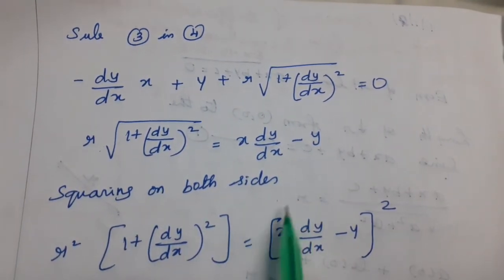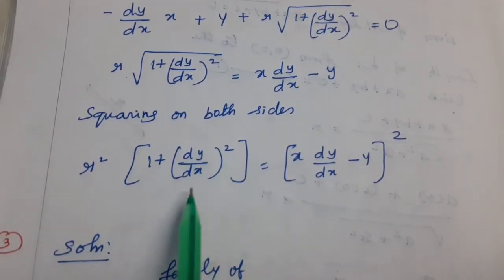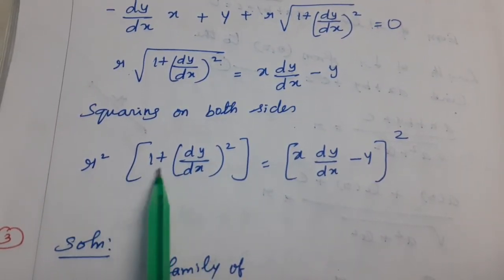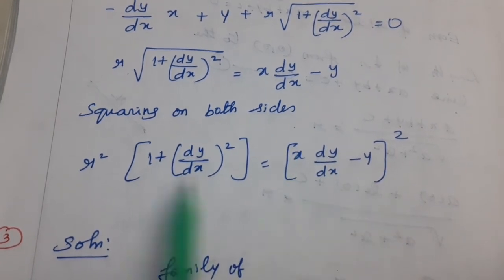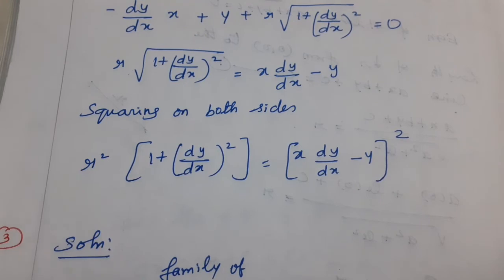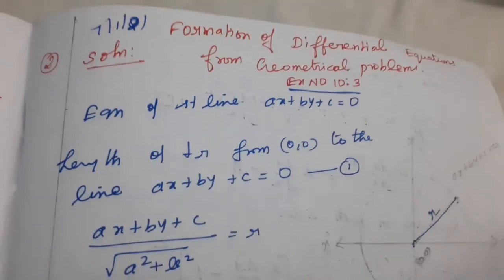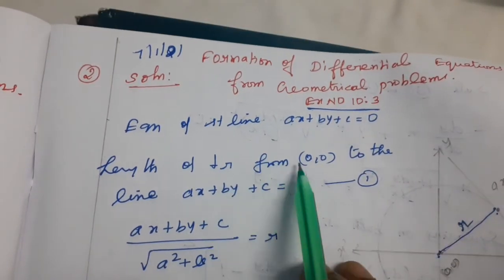Squaring on both sides, what do you get? R square, the root cancelled, into 1 plus dy by dx the whole square equal to x into dy by dx minus y the whole square. Squaring, this is the equation of the circle.